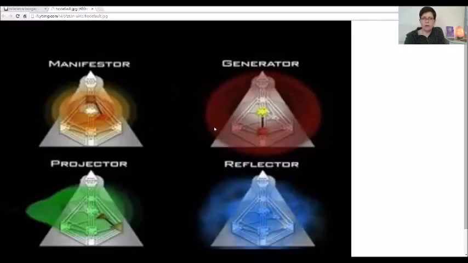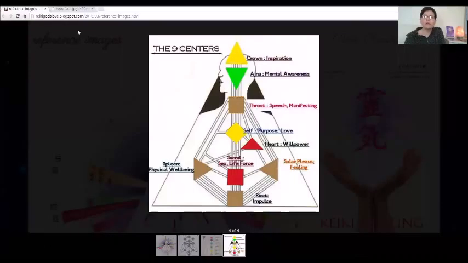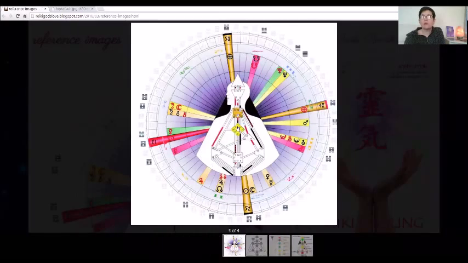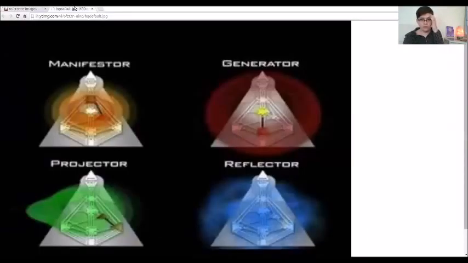Generators need to respond to opportunities, and projectors need to wait to be invited. So neither of them should be initiating in the way that a manifestor can. And finally, the reflector would have every single center undefined or open, and thus white. So the opposite of this image, more like this one if we were to take the coloring out of the G and the throat. So they're very rare, 1% of the population.